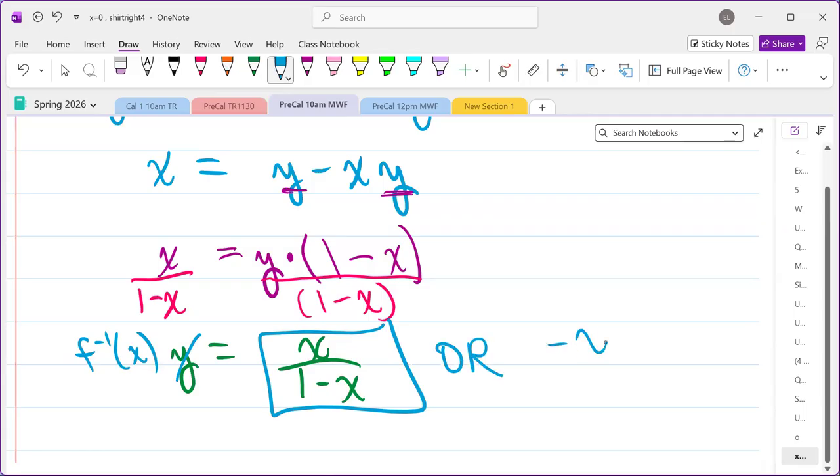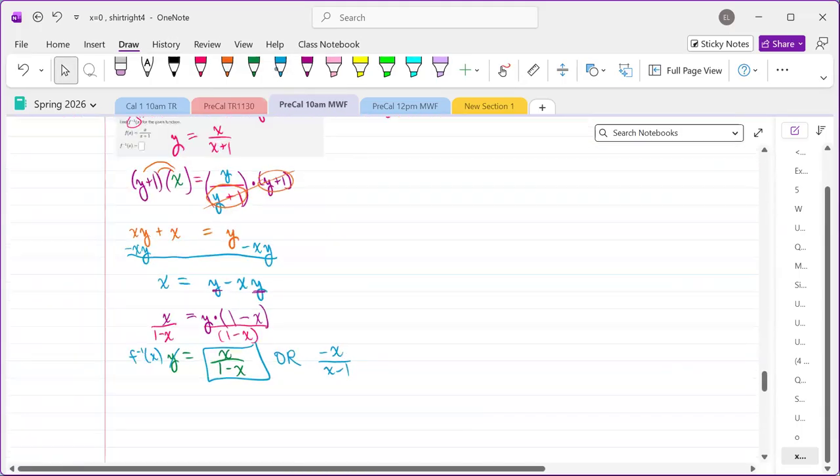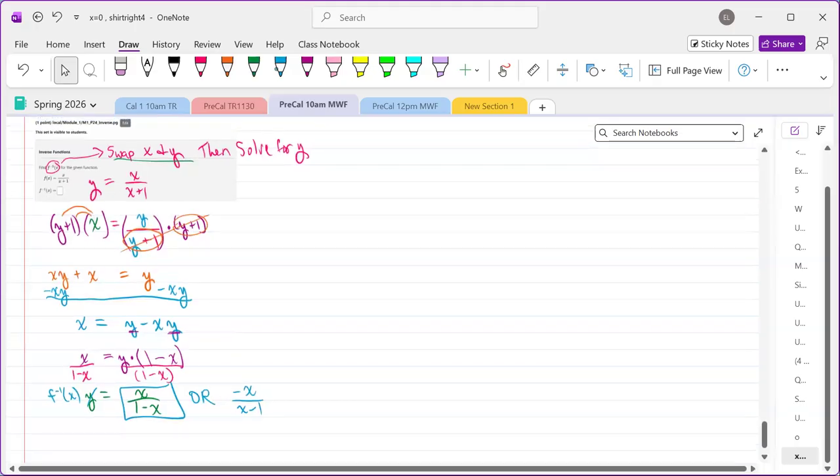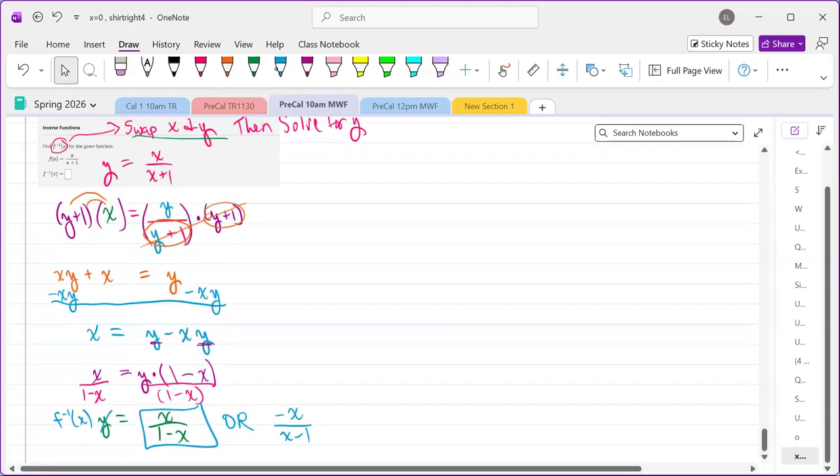But if we solved it a different way, we could also get negative x over x minus 1, and that is also an acceptable answer. So if you did the solving a slightly different way, you'd end up with that slightly different answer, but both are correct.